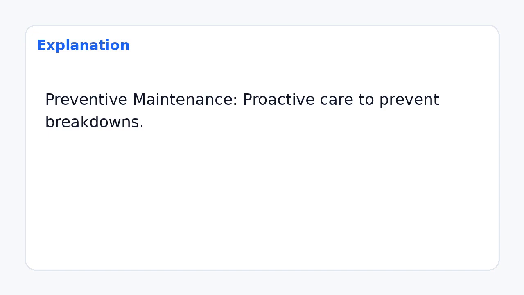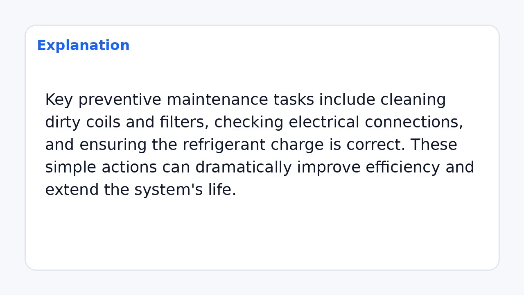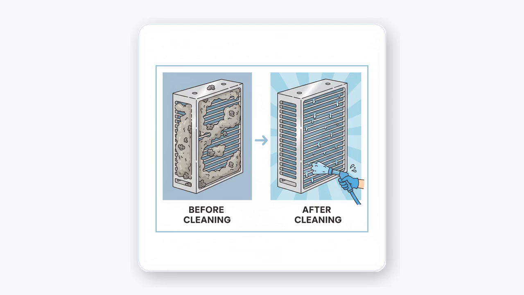Finally, let's discuss maintenance. The most important type is preventive maintenance. This is a schedule of regular checks and tasks designed to prevent problems before they happen. Key preventive maintenance tasks include cleaning dirty coils and filters, checking electrical connections, and ensuring the refrigerant charge is correct. These simple actions can dramatically improve efficiency and extend the system's life. A dirty coil cannot transfer heat effectively, forcing the system to work harder, consume more electricity, and eventually fail. Regular cleaning is one of the most effective maintenance tasks you can perform.